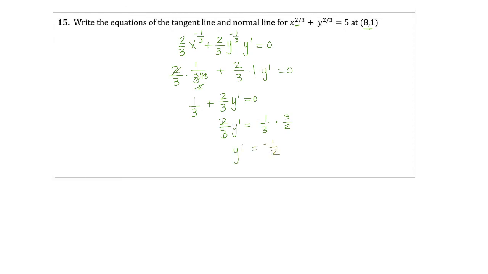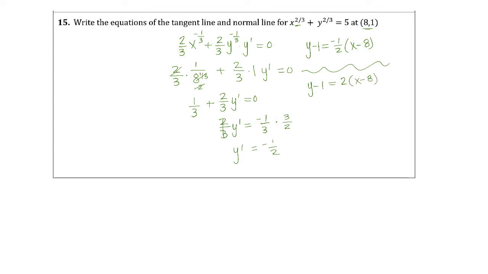And so now we're ready to write our equation. We have y minus 1 equals our slope times x minus x1. And then for the normal line, of course, it's going to be the same thing, but we're going to have the negative reciprocal.